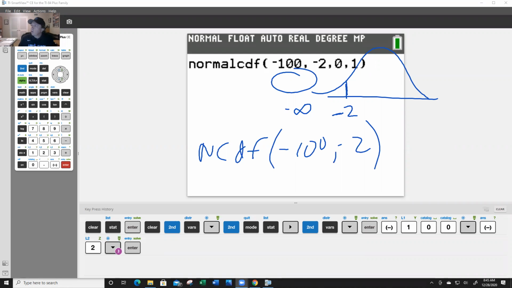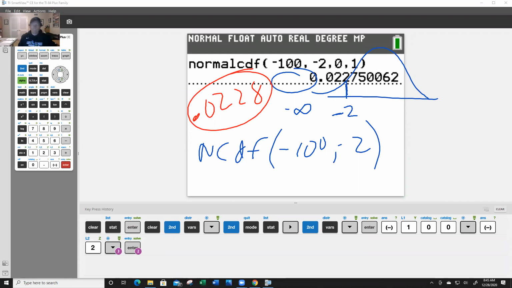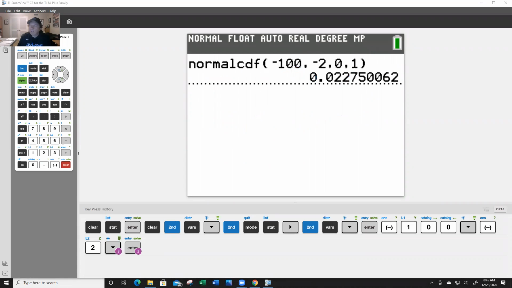Okay, and I'll hit enter. And you have to round to 4 spots because 4 spots is for a percentage while 2 spots is for a z-score. So 0.0228. You can see the answer there, 0.0228. All right, I'll write that out for you just so you have the rounded answer. Some people like the table better. Some people like the calculator better. I don't know. Just whatever you want. Okay. So there's that.